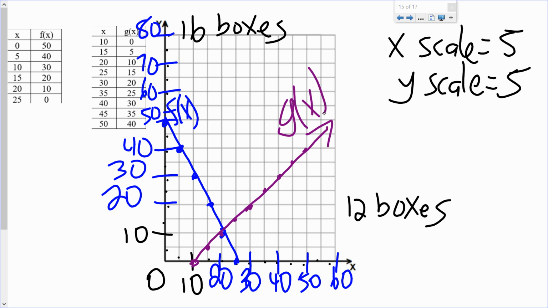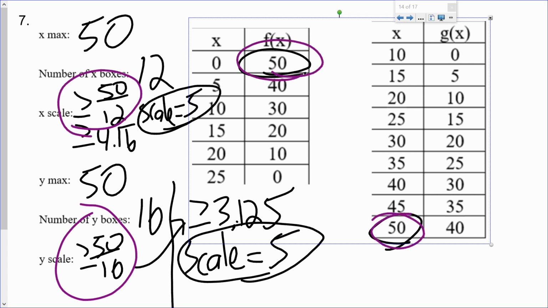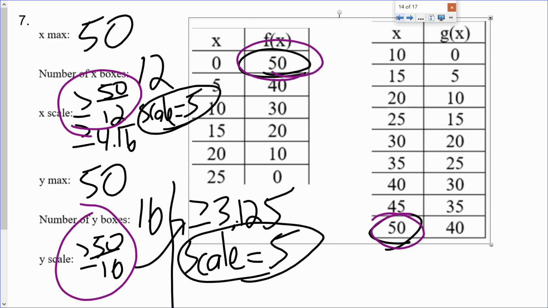So, again, the objective of this lesson is to come up with your scale. The scale is greater than or equal to the maximum value divided by the number of boxes. Do that separately for the x's and the y's. The maximum is literally the biggest value that you see for x and y in your tables, and the number of boxes, you're literally counting the number of boxes that are in the graph that's given to you. Once you divide them, you need to choose a number that's greater than or equal to that value. It should be close to it, but easy to work with.